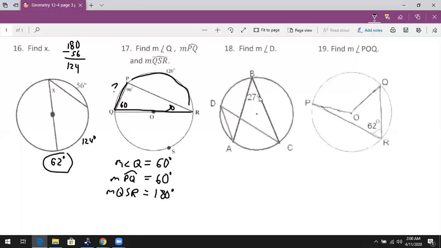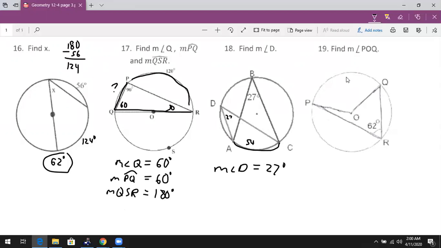18 wants to find measure of angle D. Notice D intercepts arc AC, which B also intercepts. So D is simply going to be 27 degrees. If two angles intercept the same arc, they are congruent. Oh, you could have found AC by doubling 27 and called it 54, and then taken half of 54 to get to D, or you could just recognize that they have to be the same.